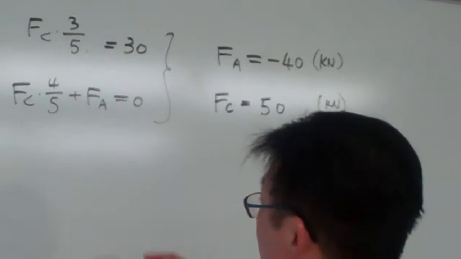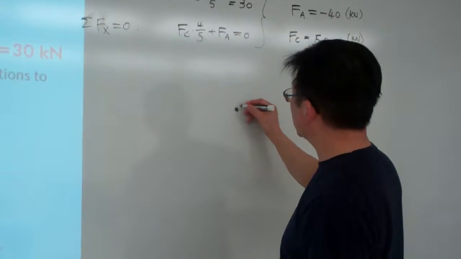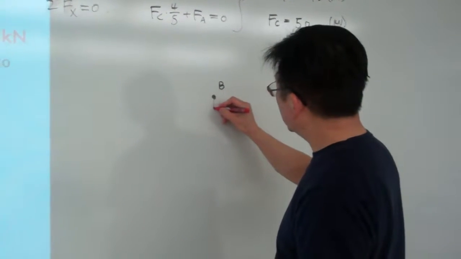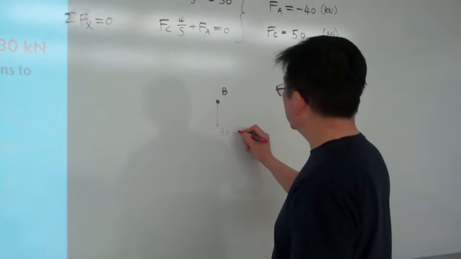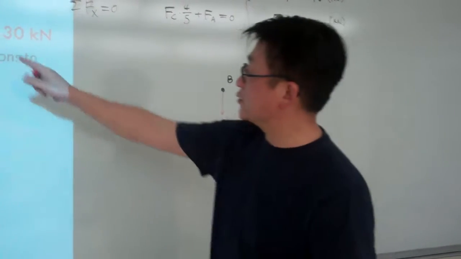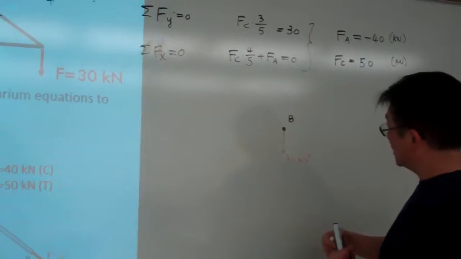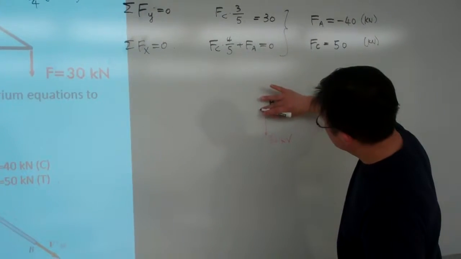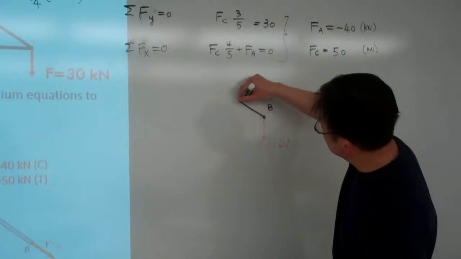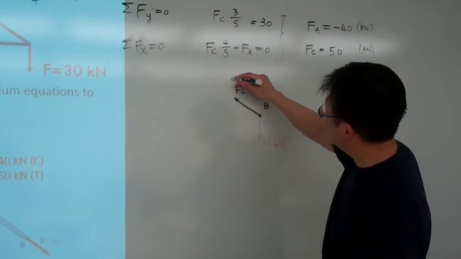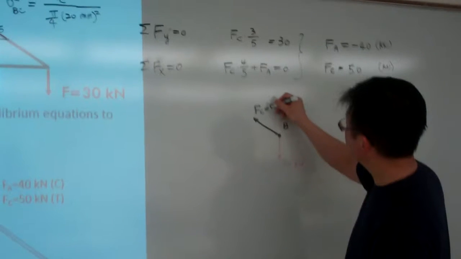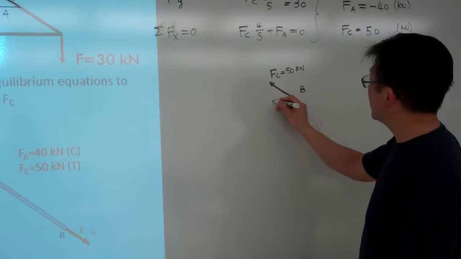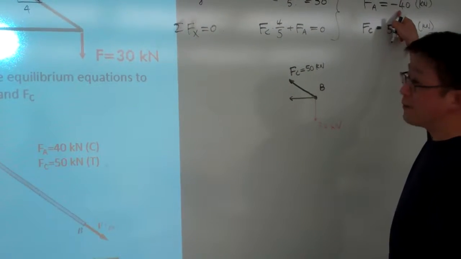So let me redraw the free body diagram. Here, this is the point B. Around the point B, we are given a loading of 30 kilonewtons applied downward, just like shown here. And in this portion, we calculated Fc, this is our assumed direction, and it has a magnitude of 50. And in Fa, we assume in this direction and got the magnitude minus 40.